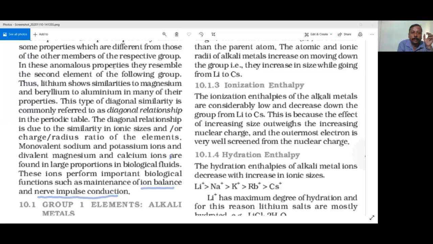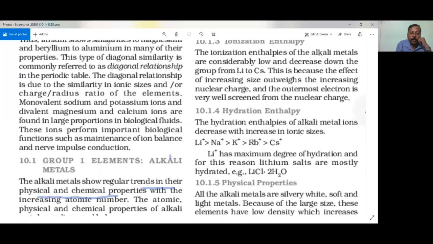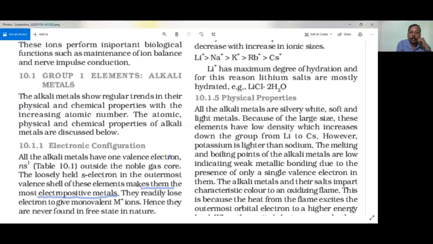Next, this is the overall study of the alkali metals and alkaline earth metals. Now we are going to study them independently. So, group 1 alkali metals. What is the first topic in this one?